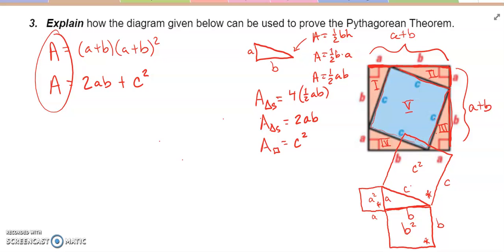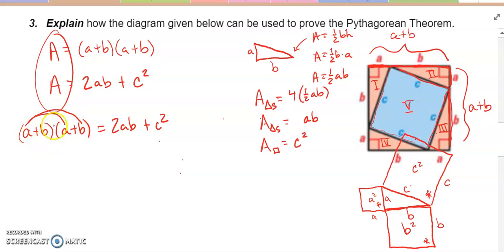So actually I saw a little mistake here. This is not A plus B times A plus B squared. It's just A plus B times A plus B. So let's go ahead and write that. A plus B times A plus B is equal to 2AB plus C squared. Expand this, so whether you've learned FOIL or double distribution, A times A is A squared, A times B is AB. And then we move on to this one. B times A is another AB, and then B times B is B squared. And that's still equal to 2AB plus C squared.